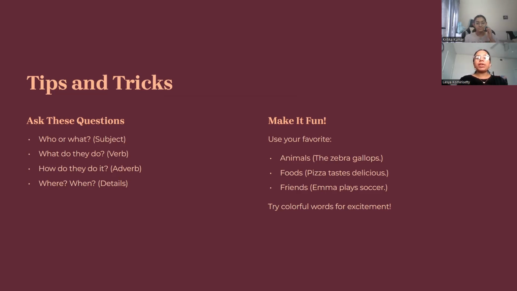And next, make it fun. So use your favorite items. It can be animals like the zebra gallops, or it can be foods like the pizza tastes delicious, or it can be friends too, like Emma, my friend, plays soccer. Try colorful words for excitement and also add things that you really love and what your favorites are too to make it more interesting.